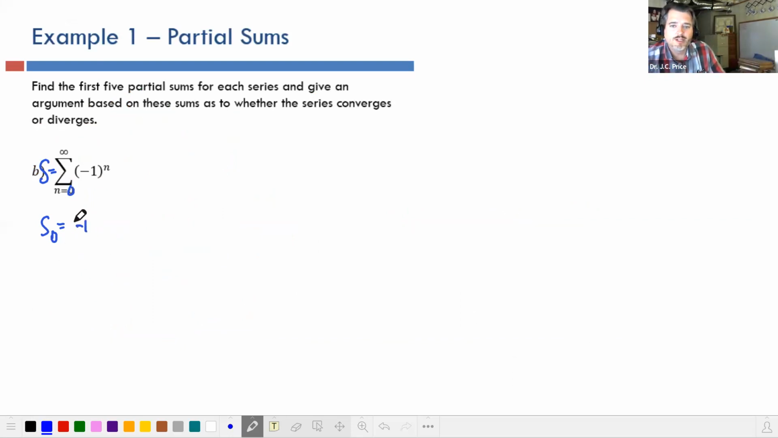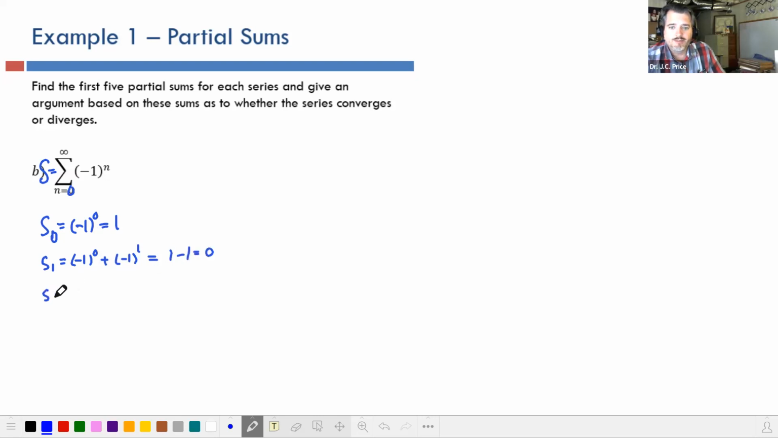And so that's (-1) to the 0, which is equal to 1. And then I'll do S sub 1, which will be equal to, now I do 0 and 1, and I add them together when I plug it in. So I get basically (-1) to the 0, and then plus (-1) to the 1. And so that's my first partial sum. And so what is that going to be equal to? That's going to be equal to 1, and then -1, which equals 0.